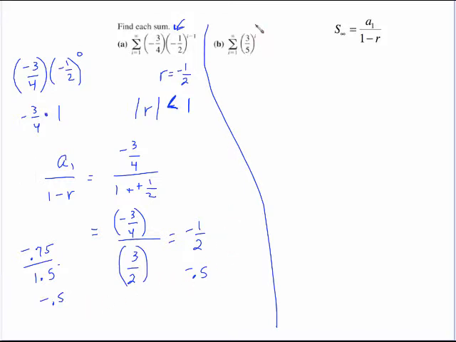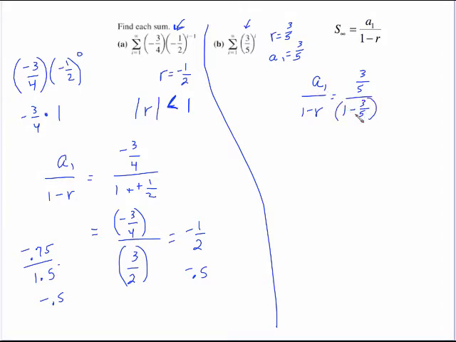To do this one, it is geometric because it does fit the format of something to a power, and that also makes r 3/5. We do have to figure out a sub 1. A sub 1 means put 1 in right here. 3/5 raised to the first power is also 3/5, so a sub 1 is 3/5. And I can use my formula, a1 over 1 minus r. So this is 3/5 over 1 minus 3/5.